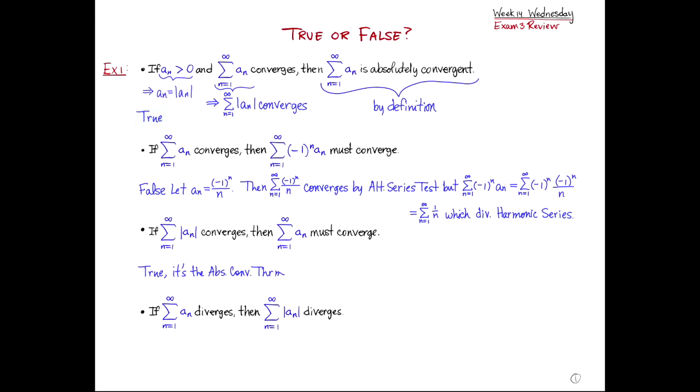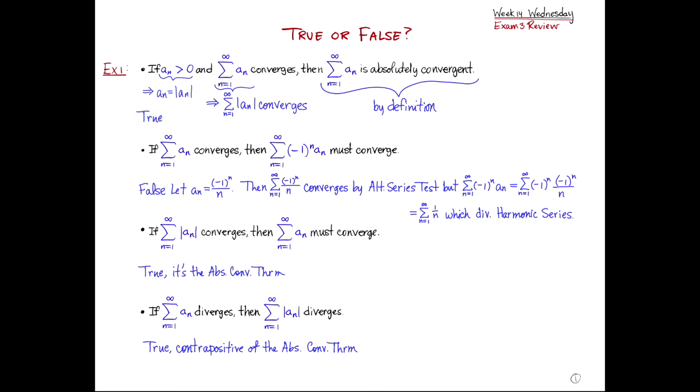For the last one, we have if the sum from n equals 1 to infinity of a sub n diverges, then the sum from n equals 1 to infinity of the absolute value of a sub n diverges. This is also true. It's the contrapositive of the absolute convergence theorem.